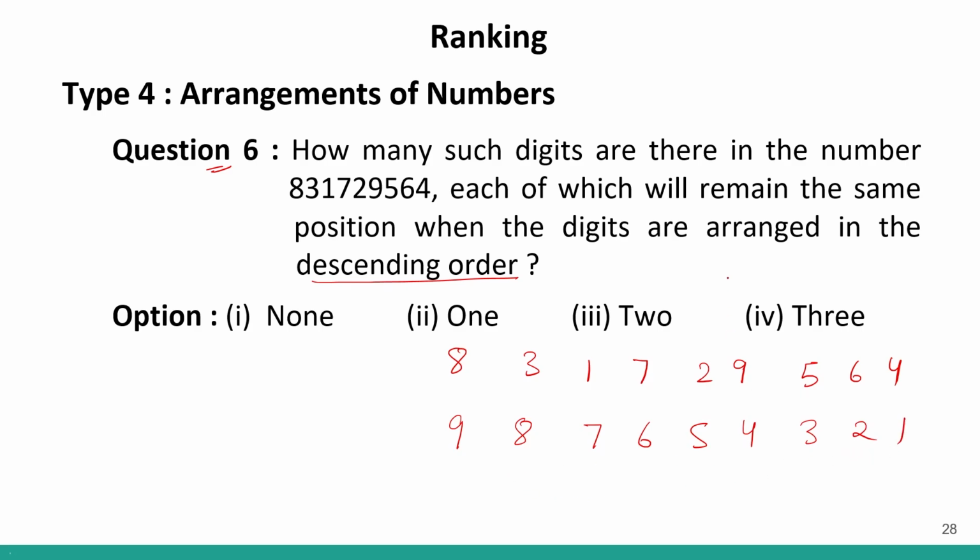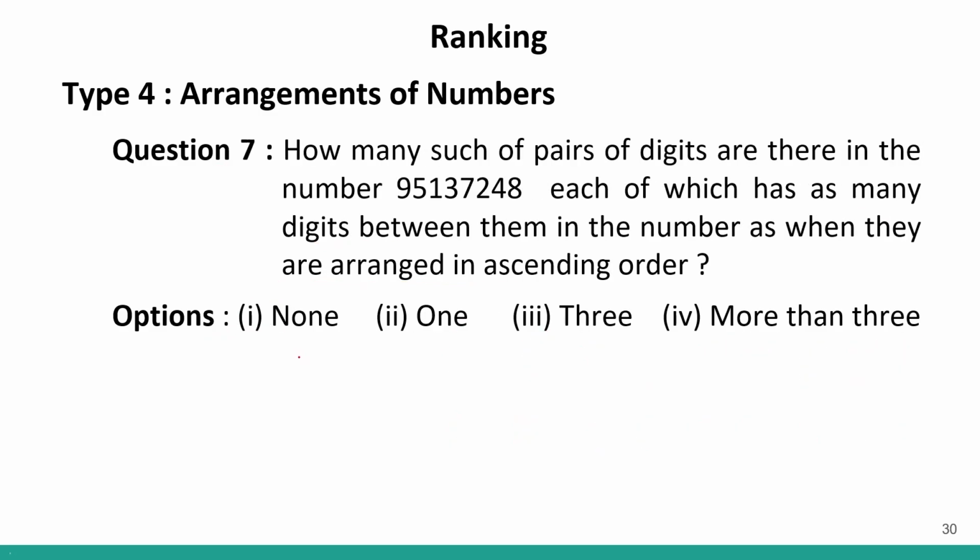We have to find out how many such digits are there which will remain in the same position. So position changed, changed, changed. So there is none of the numbers which will retain the same position. So my answer will be option number 1, none. None of these numbers will retain the same position after rearrangement. Okay, now coming to question number 7.